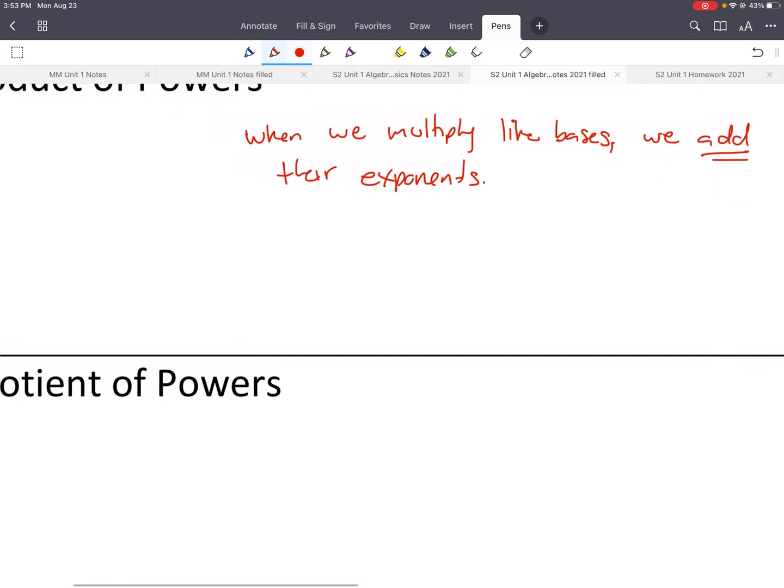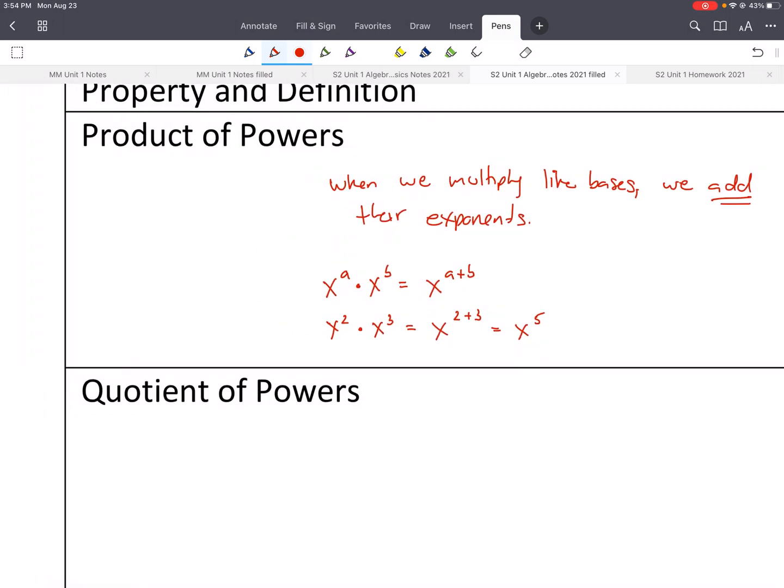One way you can write this, and I don't know if this will help you, is if we have x to the a, where a could be some number, and we multiply it by x to the b, where b could be another number, then what we do is we add a plus b. So x to the 2 times x to the 3 is equal to x to the 2 plus 3, or x to the 5th. All right, so that is the product of powers.